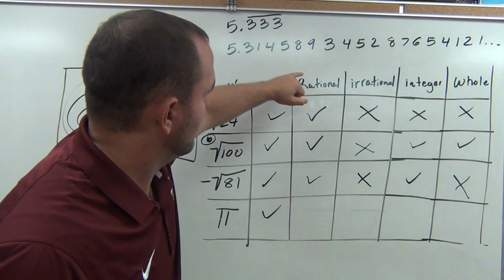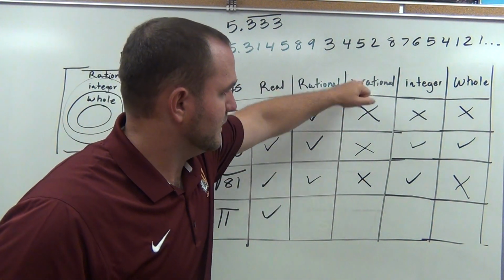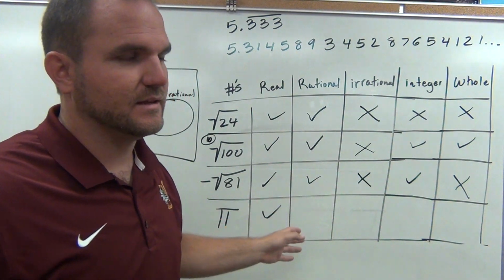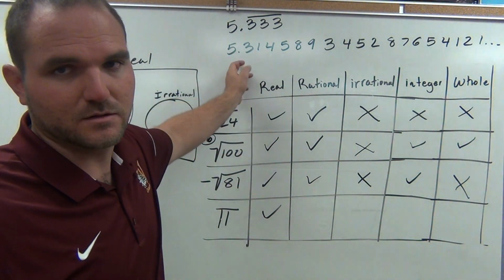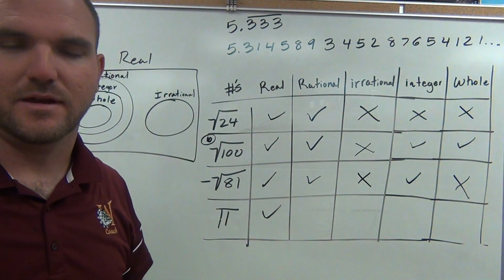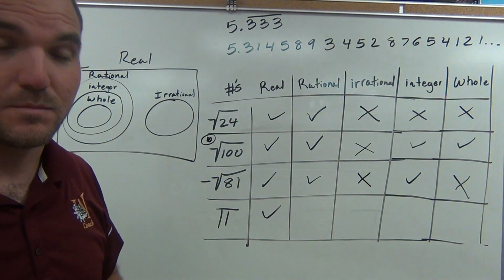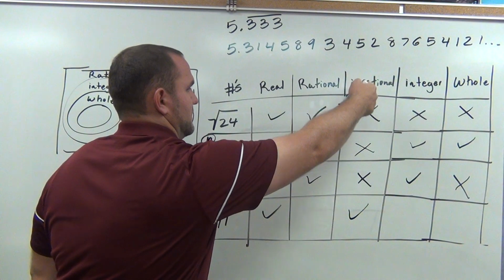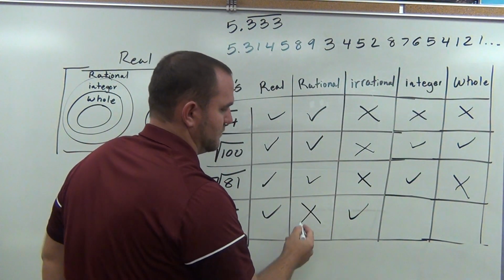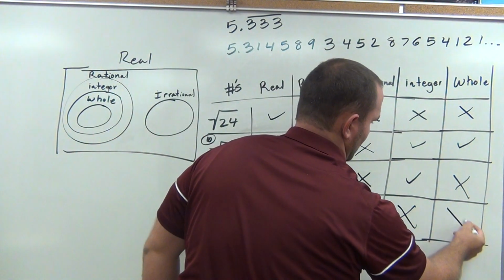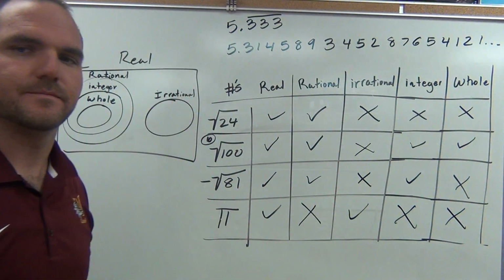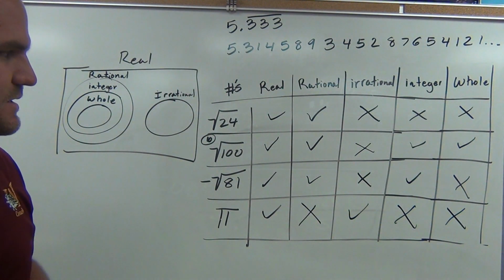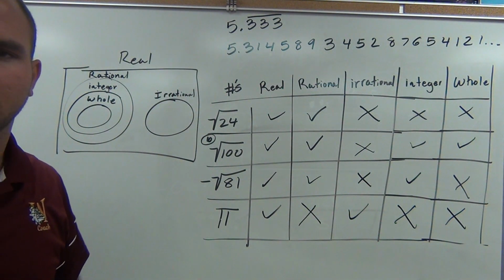Now, you have rational or irrational. We said that pi was like this number here. It never stops. It never repeats. So that would be an irrational number. And if it's an irrational number, it cannot be a rational number, which means it cannot be those two either. So there's your table. Hopefully that makes sense. Hopefully you're able to do it.